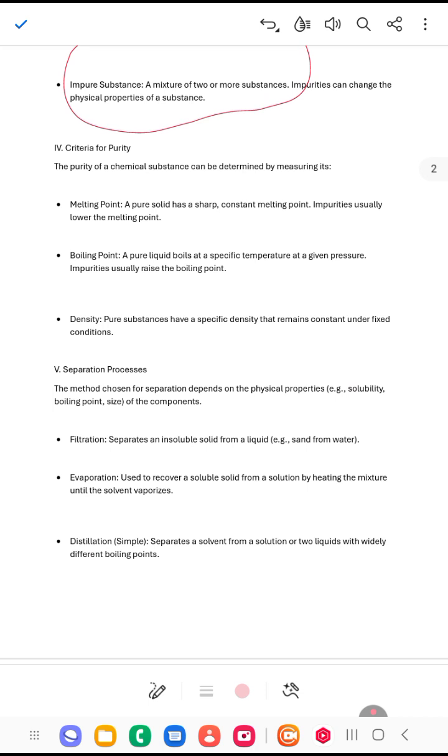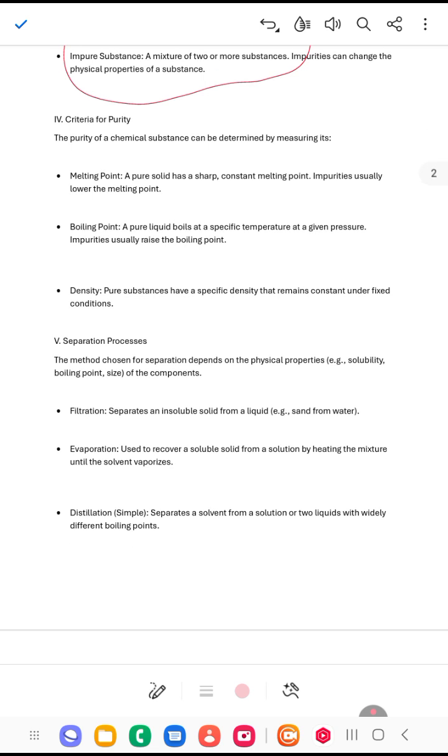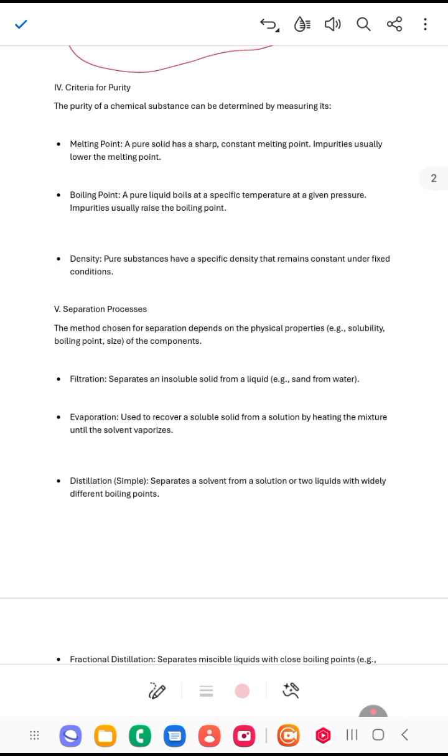Now, density. A pure substance usually has a specific density, but an impure substance's density will be different from that of a pure substance. For example, the density of normal water is 1 gram per cm3, while sea water is usually higher than that, so they have different densities.